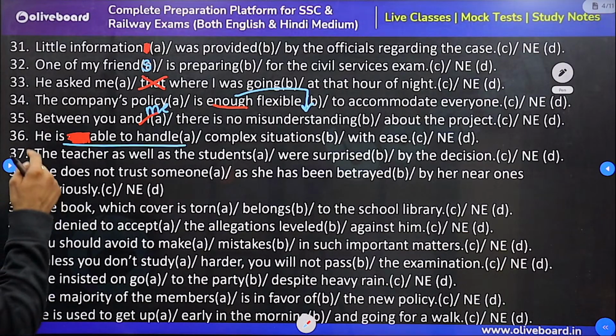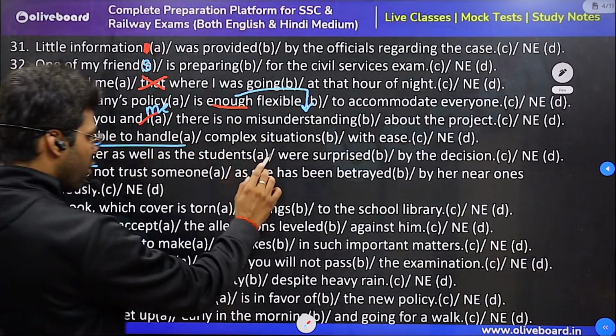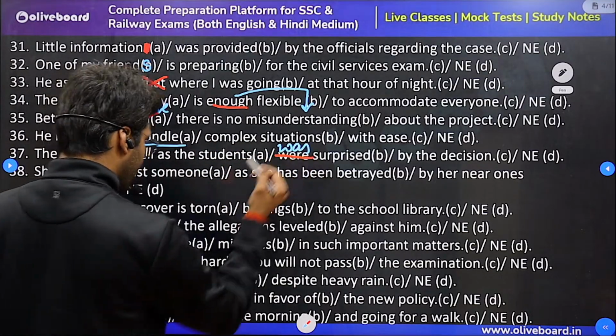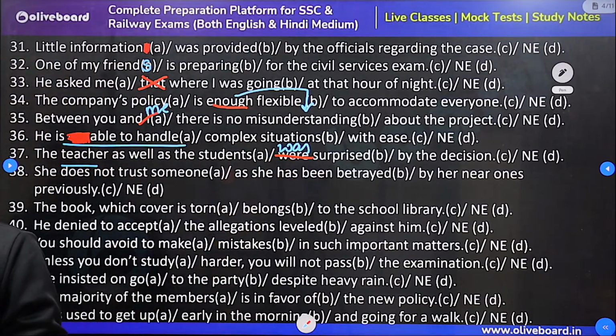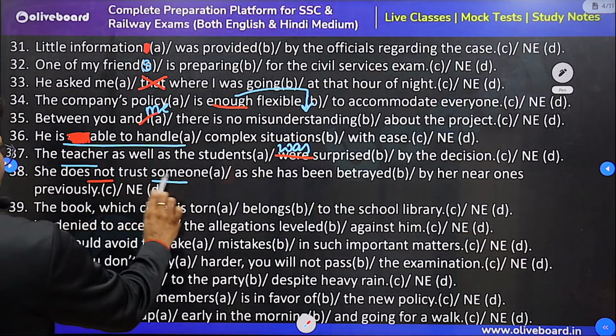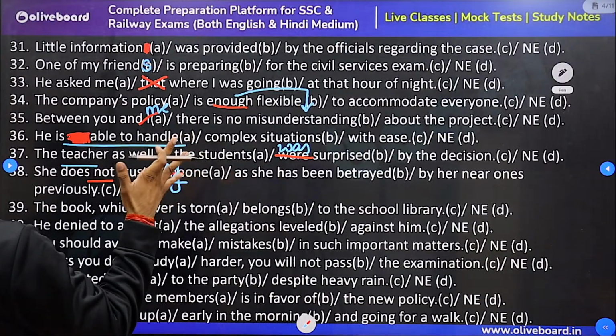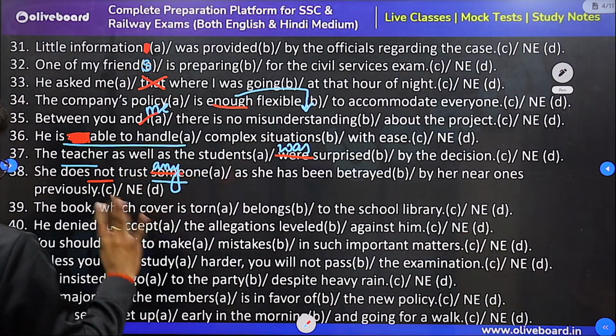As well as considers the first term. Teacher, doesn't matter what the next term is, was surprised, not were. She doesn't trust, but some is used in a positive sense. That's a negative statement. Any is used in a negative sense. She doesn't trust. I'm not going anywhere. I don't have any problem, not some problem.